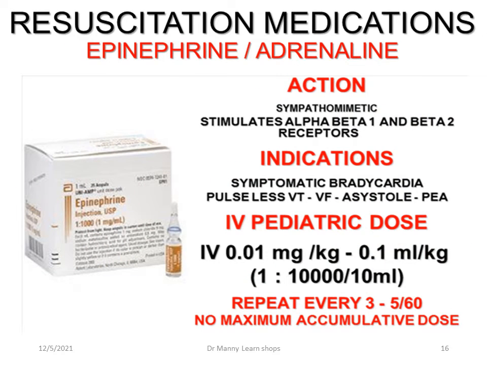You've got epinephrine, also known as adrenaline. The action is as a sympathomimetic. It stimulates alpha, beta 1, beta 2 receptors, and it's indicated for symptomatic bradycardia, pulseless VT or VF, asystole and PEA, pulseless electrical activity. The dose in pediatrics is 0.01 milligrams per kg of a 0.1 ml per kg solution, 1 in 10,000. And this is repeated every 3 to 5 minutes with no maximum cumulative dose.